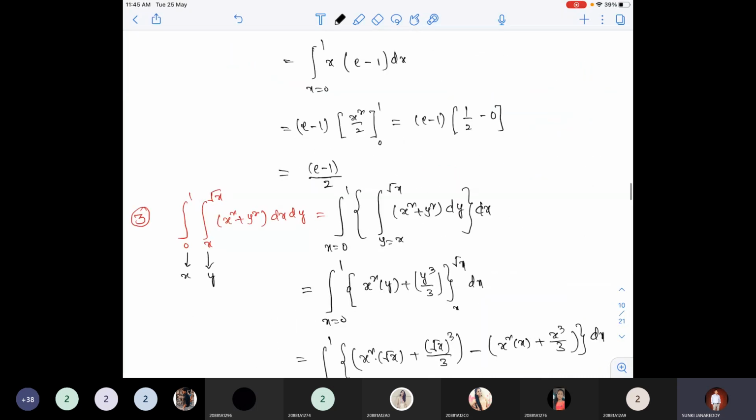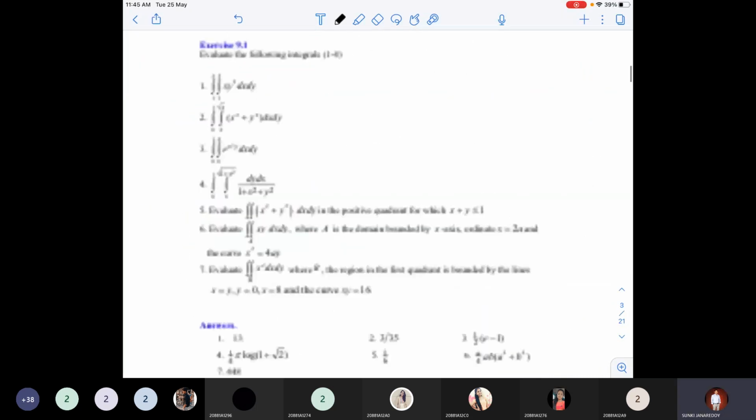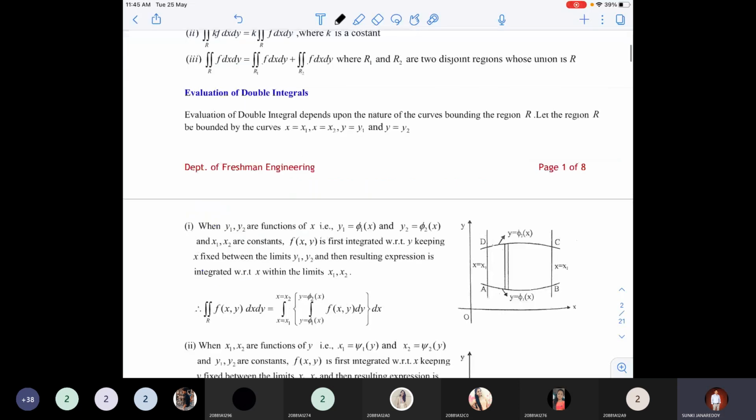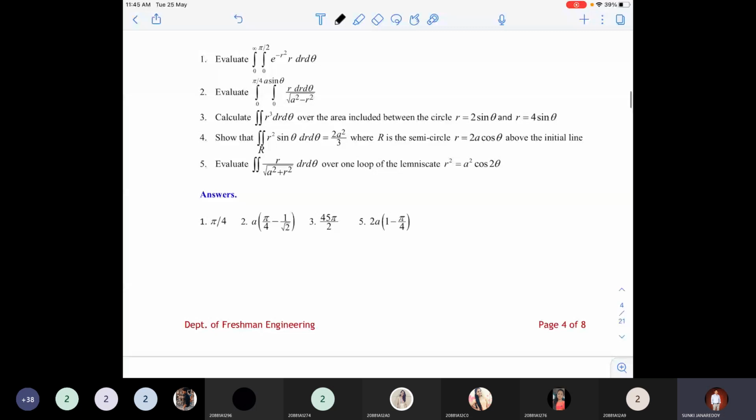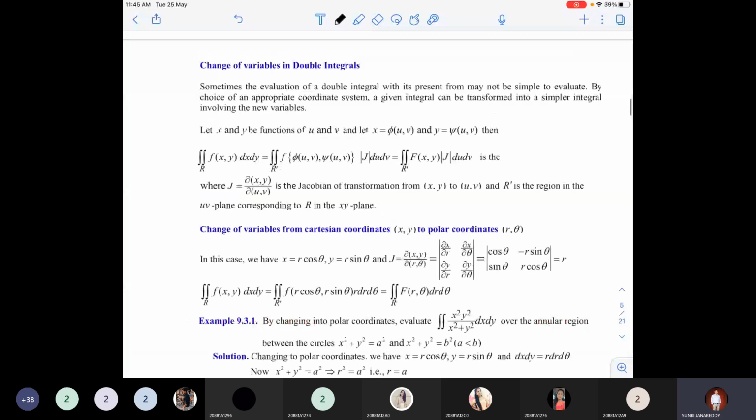Change of variables in double integrals. Change of variables in double integrals means change of variables from Cartesian coordinates to polar coordinates. Cartesian coordinates to polar coordinates. What are the Cartesian coordinates? Tell me. Any one of you tell me, please.